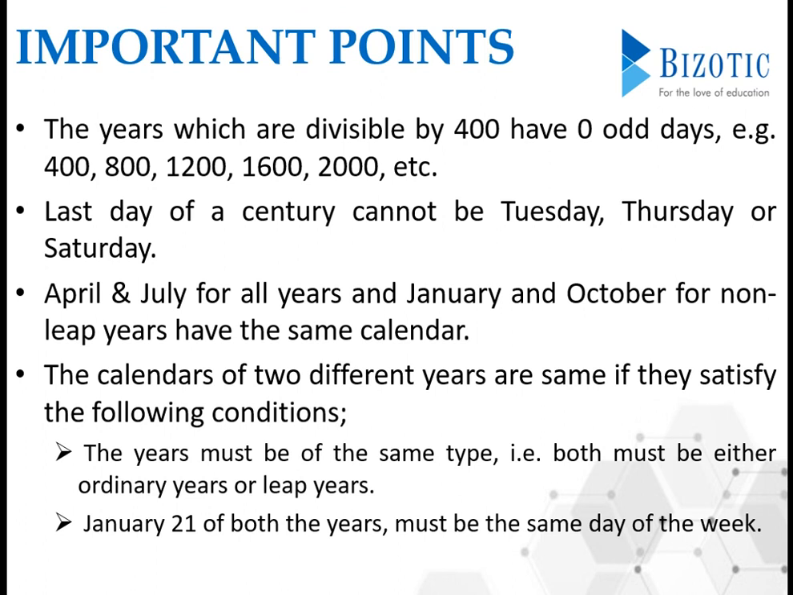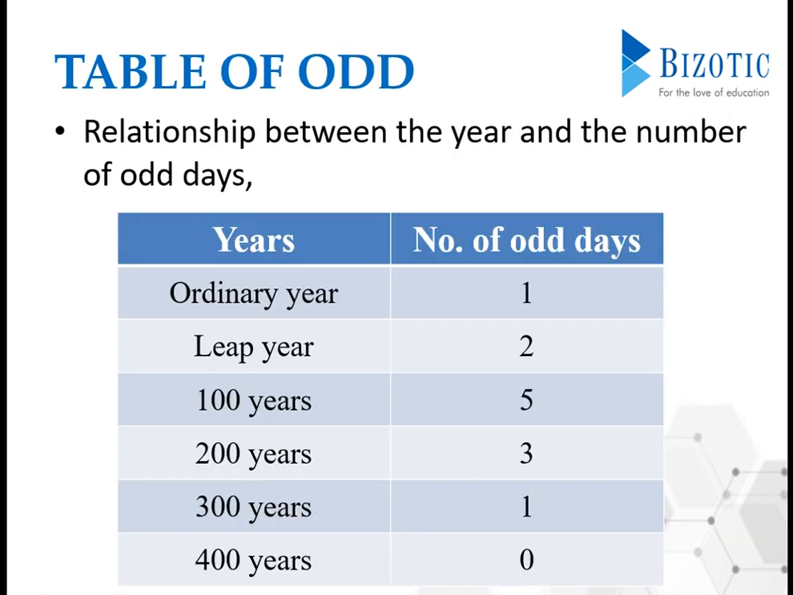The calendars of two different years are the same if they satisfy the following conditions. A year can have the same calendar as another, like 2007 might be the same as 2017 or 2027. That depends on these factors. What are those factors? The years must be of the same type, that is, both must be either ordinary years or leap years. And January 1 of both years must fall on the same day of the week. If that is satisfied, then the calendar will be the same.